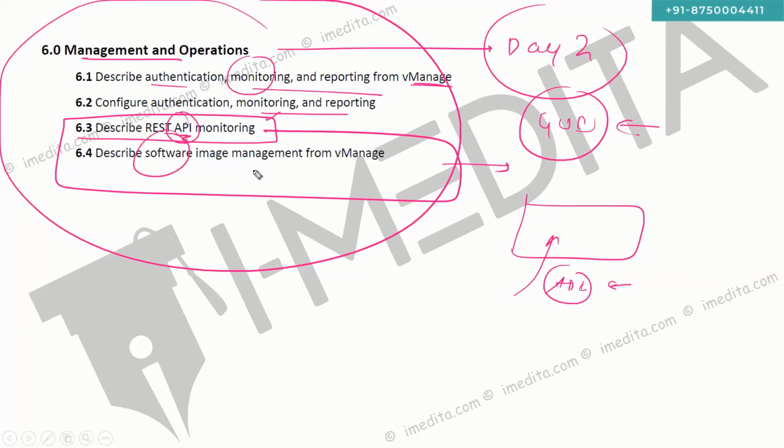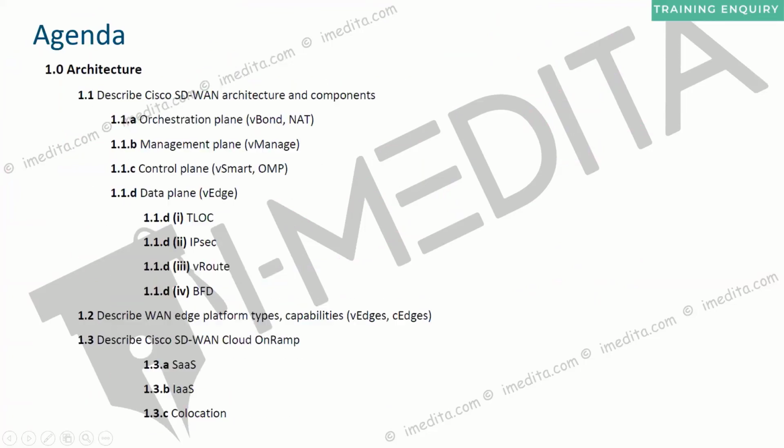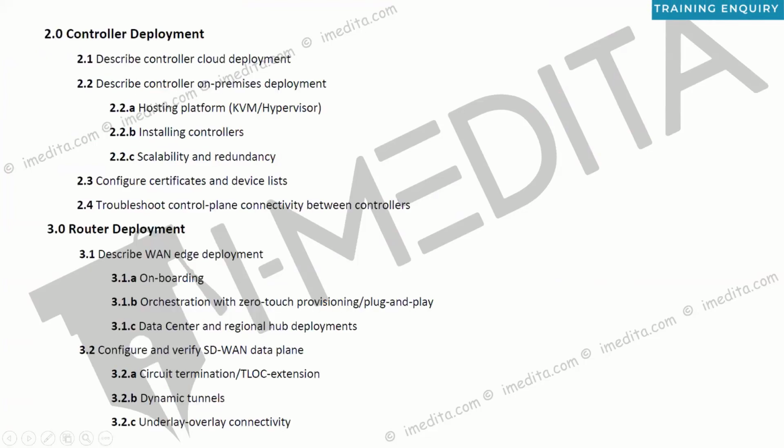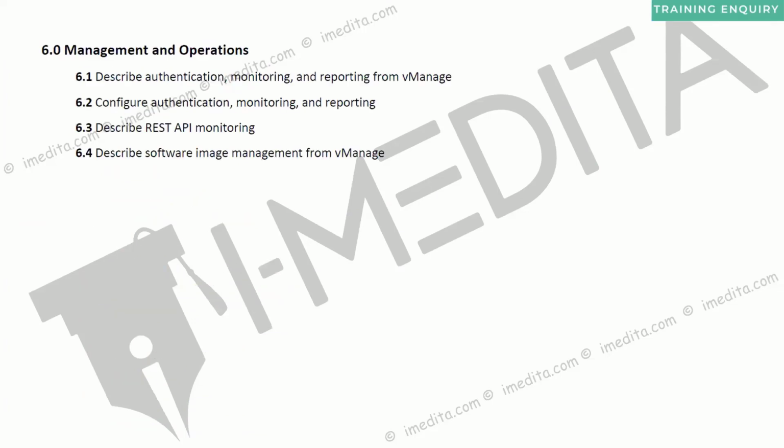Then how can we upgrade the software images of all of the WAN edge routers from one point? We'll cover some general day 2 operations, some troubleshoot commands regarding the control plane and data plane, and everything will come under day 2 operations. So this is the complete content that we are going to cover. From the content point of view: architecture, controller deployment, router deployment, policies, security, quality of service, management and operations. Total 6 units we need to cover.